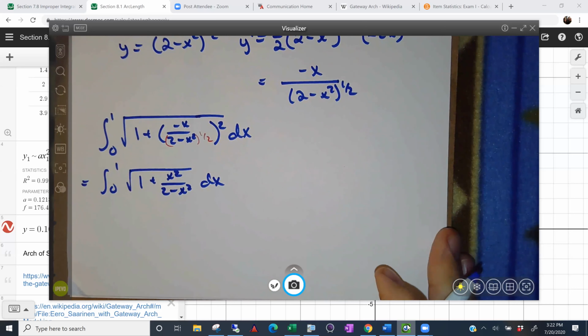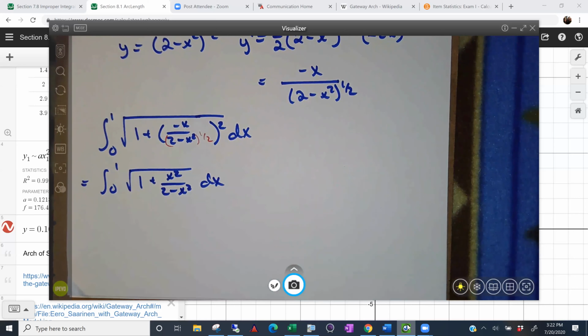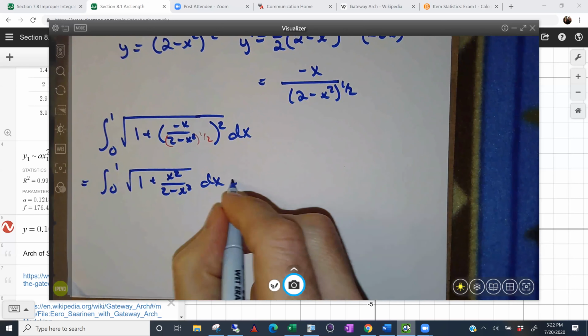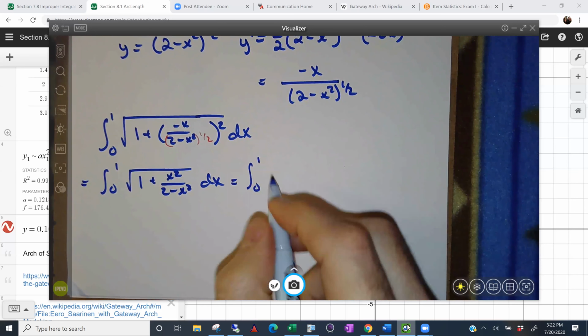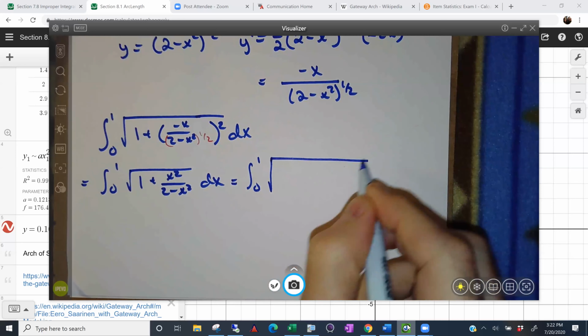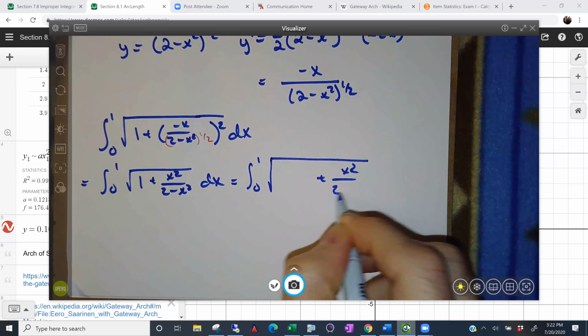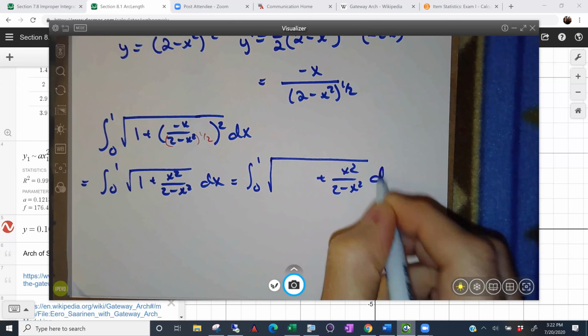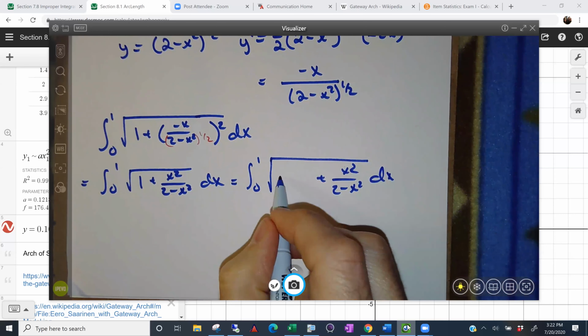So now what? Now this looks like a mess. Doesn't look like anything that I know how to integrate. There is one thing I can do, though, that might be helpful. Does anyone know what that might be? What's one thing I can do here? Common denominators. Common denominators. Perfect.